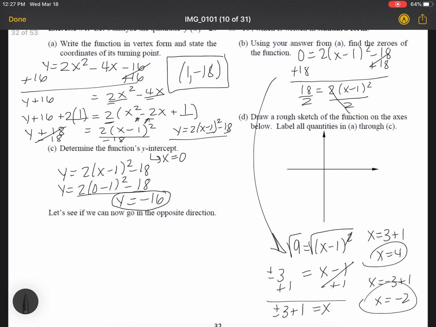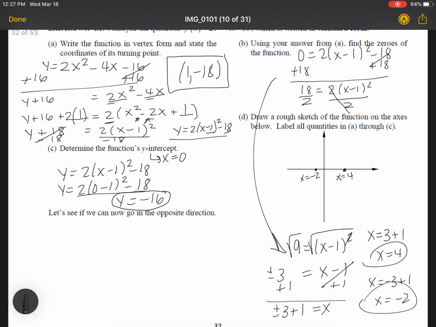Letter D says draw a rough sketch of the function on the axes and label all quantities in A through C. If you put this in your calculator, you can see a sketch of what it looks like. But using the things that we know, this is going to cross the x-axis because we found our two solutions to be at -2 and +4. We know that this is going to cross the x-axis at -2. So I'll say that's here-ish, and +4. I'm just going to label these -2 and 4.